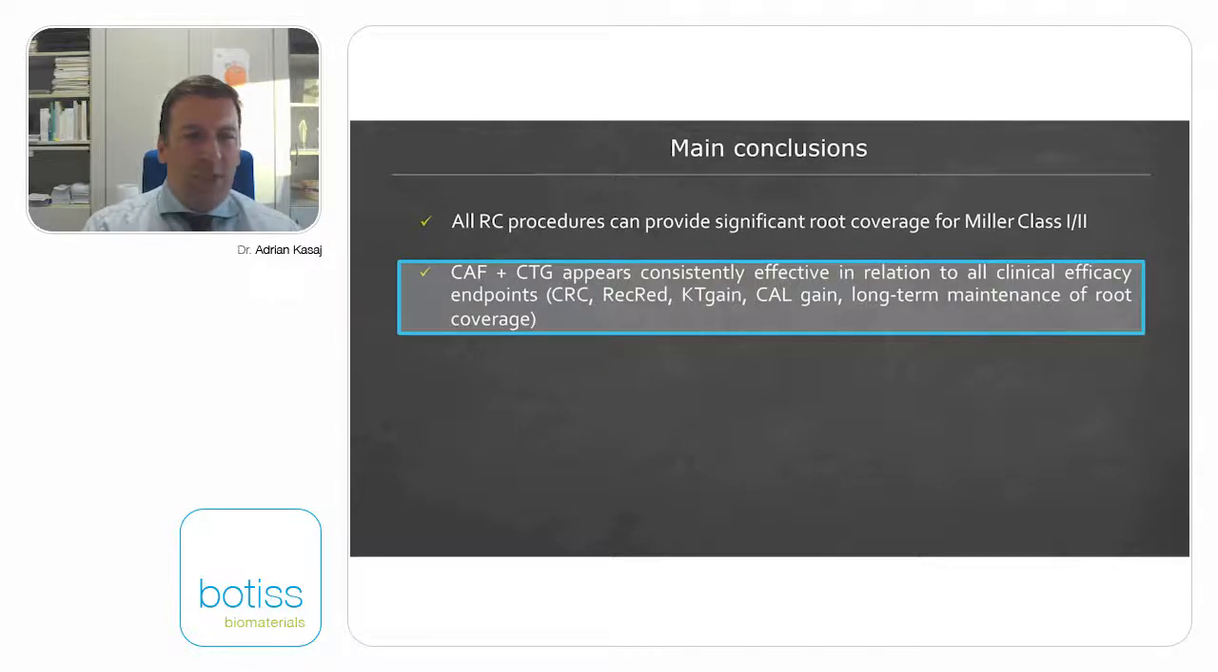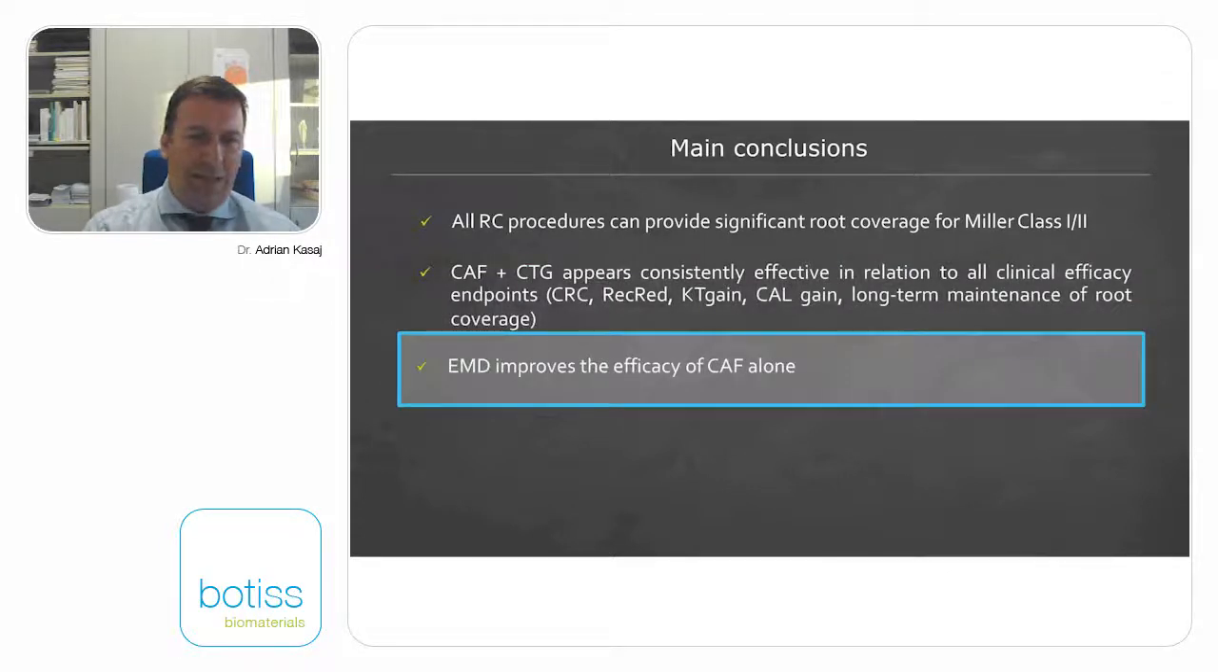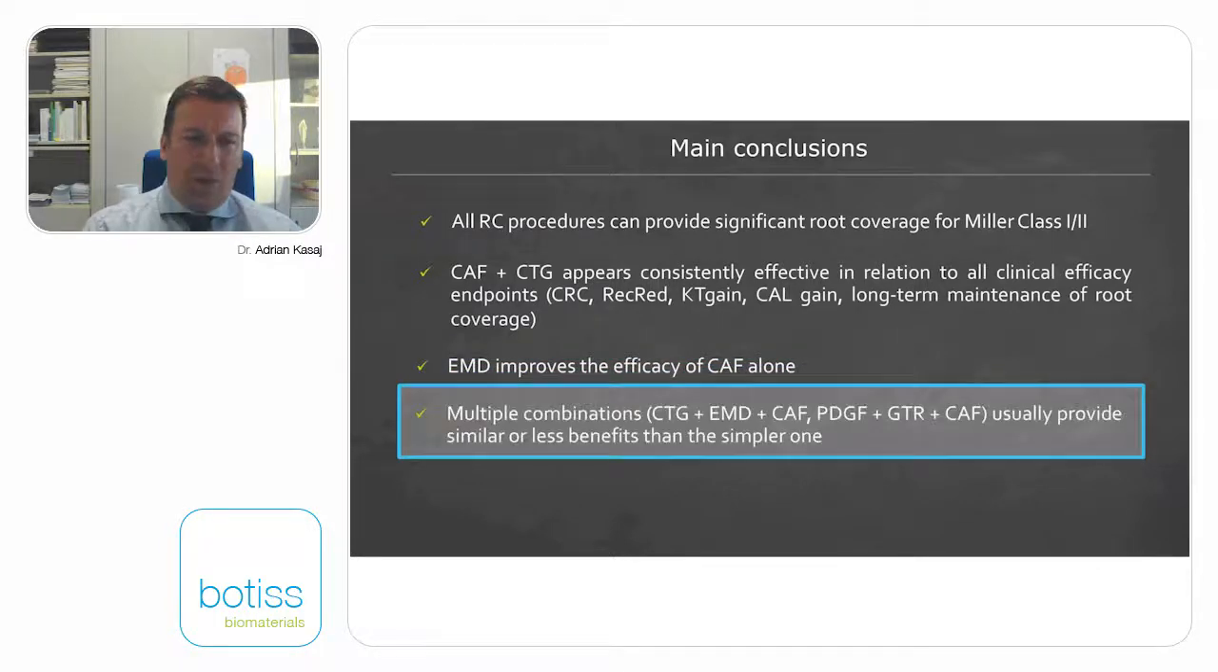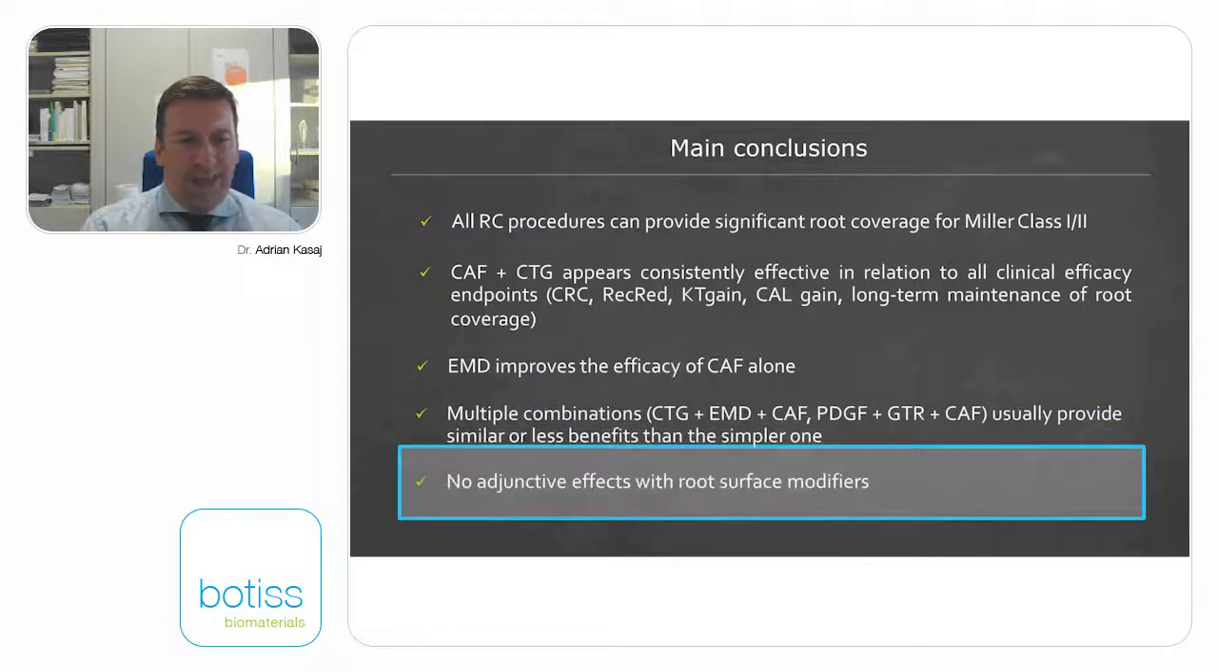We also know that Emdogain can improve the efficacy of the coronally advanced flap compared to the coronally advanced flap alone. We can also conclude that multiple combinations, like for example the connective tissue graft with Emdogain and a coronally advanced flap, or growth factors with membranes and a coronally advanced flap, usually provide similar or less benefit than the simpler solution. We also know that root surface modifiers really don't provide any adjunctive effect clinically.